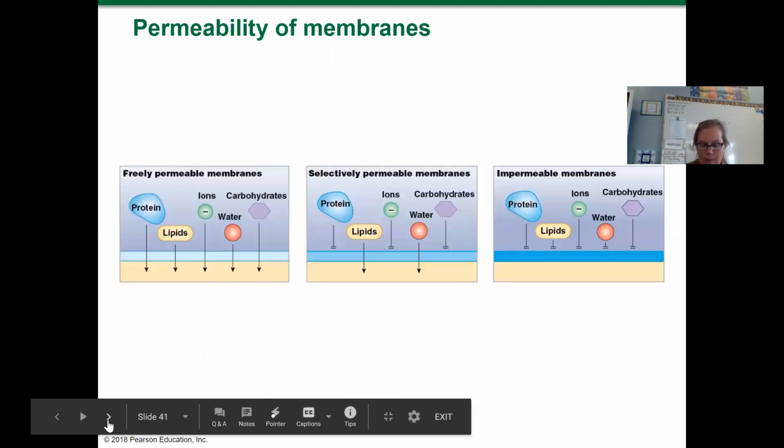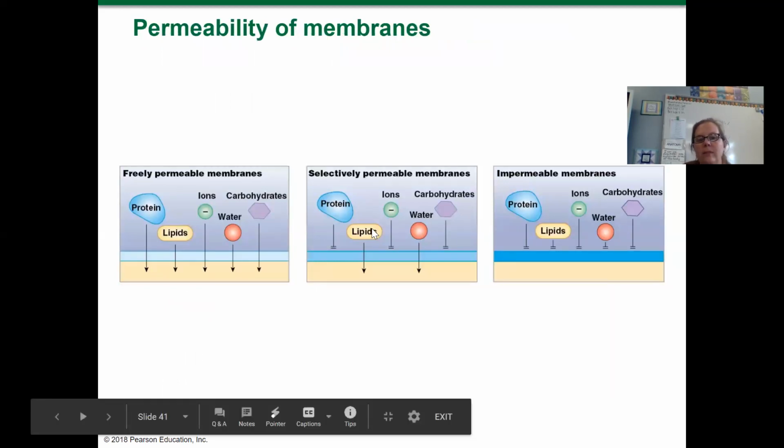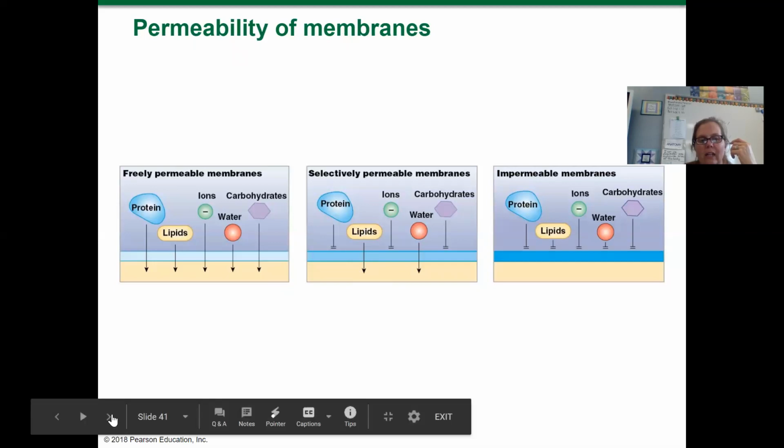The permeability of our membrane, you can see this would be the center one here, where some lipids are allowed in. Remember, this is a phospholipid bilayer, so lipids are going to be able to pass right through. This is kind of misleading. Some water is able to diffuse through, but there are also these channels, these aquaporin proteins that allow other water molecules to enter. So some water molecules can get through and some can't. And then these larger proteins and carbohydrates cannot get in, and these ions are charged, so they cannot get in.